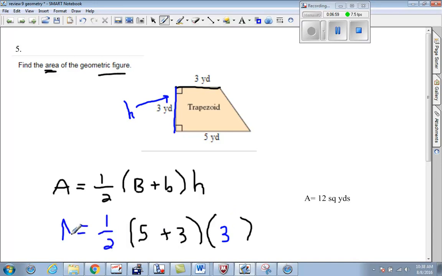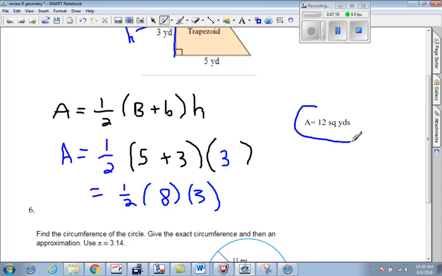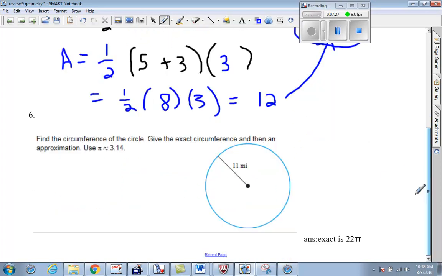Now, some of this we can crunch out in our head without even using a calculator. Actually, all of it. So 5 plus 3 makes 8. And then if we just think about this, 1/2 of 8 is 4, times 3 is 12. So that's why we're arriving at 12 square yards. Okay? Hope that helps. Let's head to the next one.